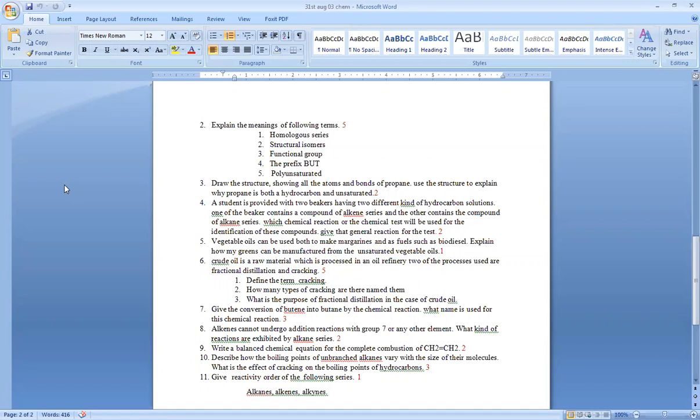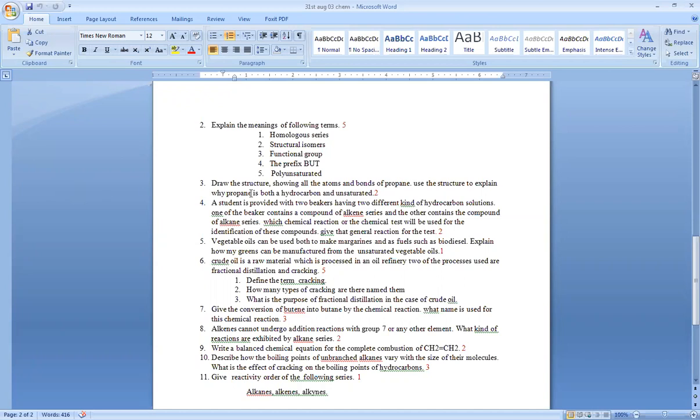I think there is a problem in the question. Draw the structure showing all the atoms and bonds of propane. Use the structure to explain why propane is both a hydrocarbon and an unsaturated. Okay, it is not propane, it is propene. I think there is some typing mistake.